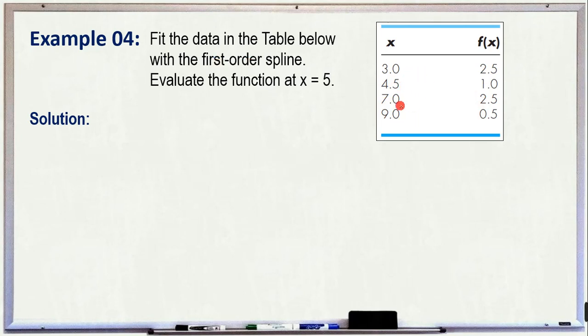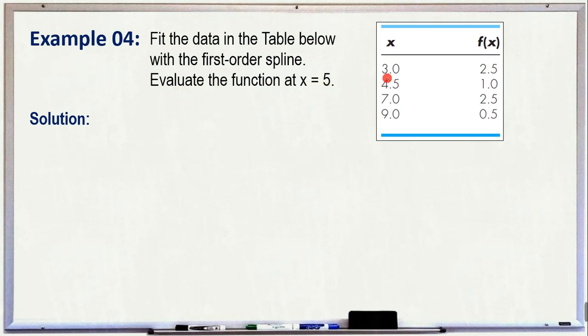We are going to fit a first order spline, that is a linear spline, out of these given data points. And then once we generate the linear functions, we are going to evaluate the function at x equals 5. So what will be the value if x equals 5?